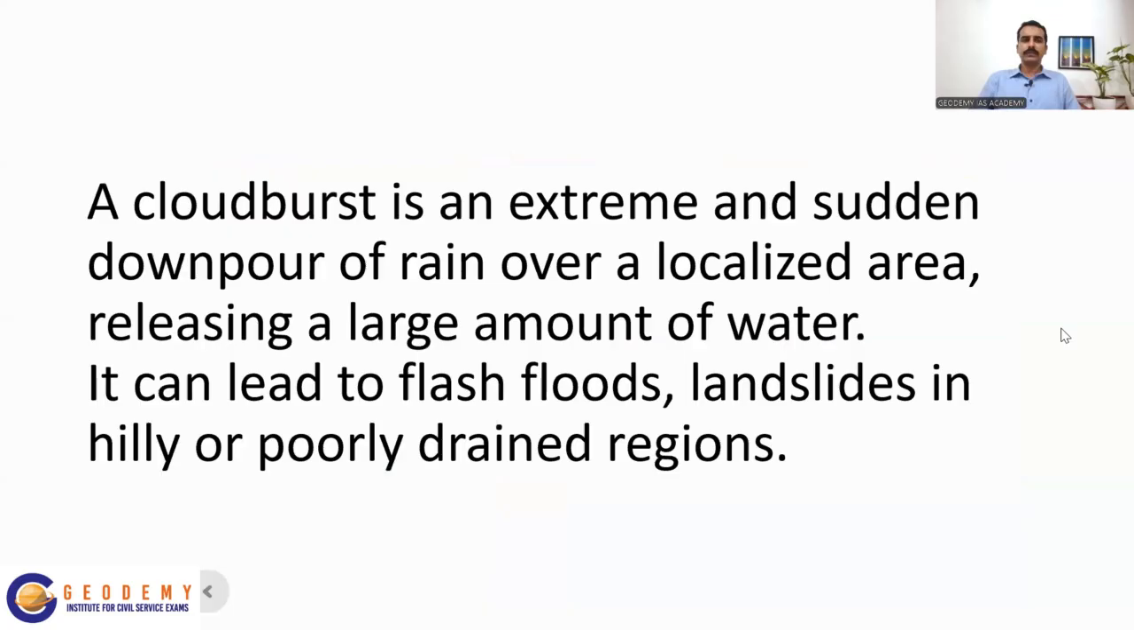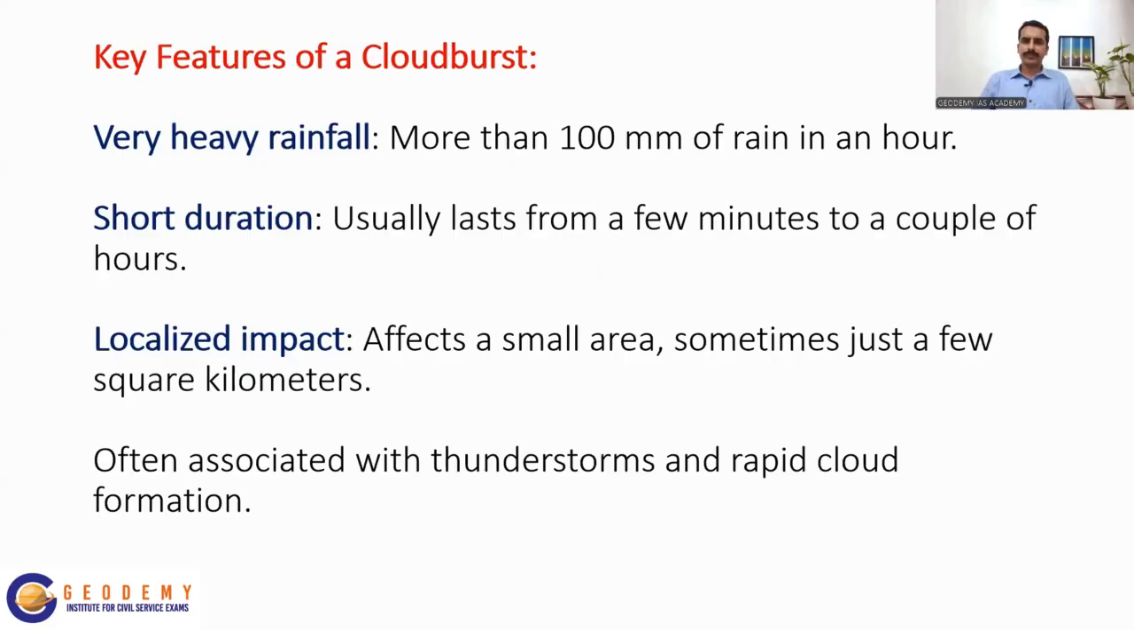A cloudburst is an extreme and sudden downpour of rain over a localized area, releasing a large amount of water. And it can lead to flash floods, landslides in hilly or poorly drained regions, particularly in the urban regions. Okay. So this is a small intro. And then for the content part, how it differs from the normal rainfall. So the key features of the cloudburst.